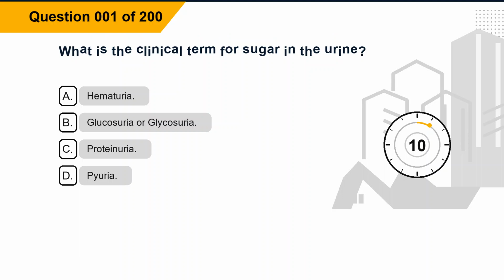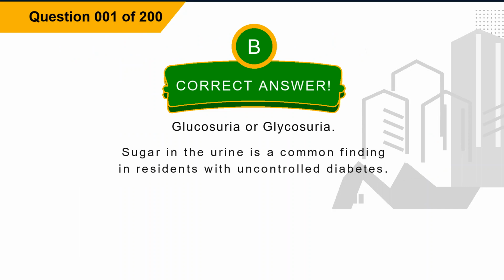Question 1. What is the clinical term for sugar in the urine? Option A, hematuria. Option B, glucosuria or glycosuria. Option C, proteinuria. Option D, pyuria. The correct answer is option B, glucosuria or glycosuria. Explanation. Sugar in the urine is a common finding in residents with uncontrolled diabetes.